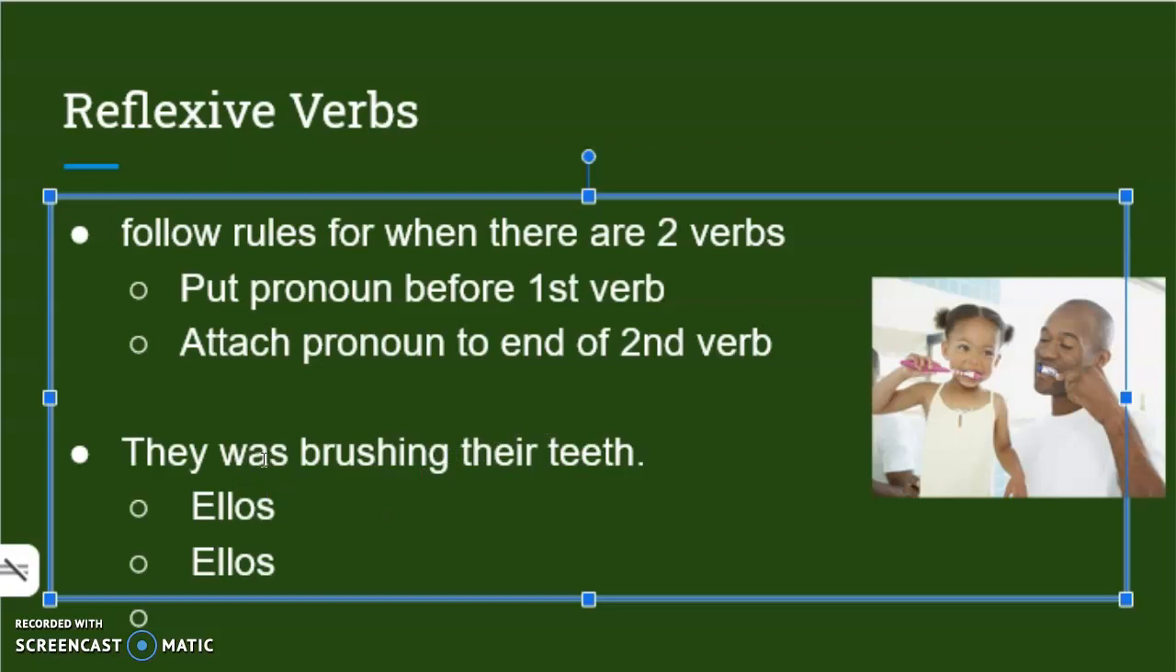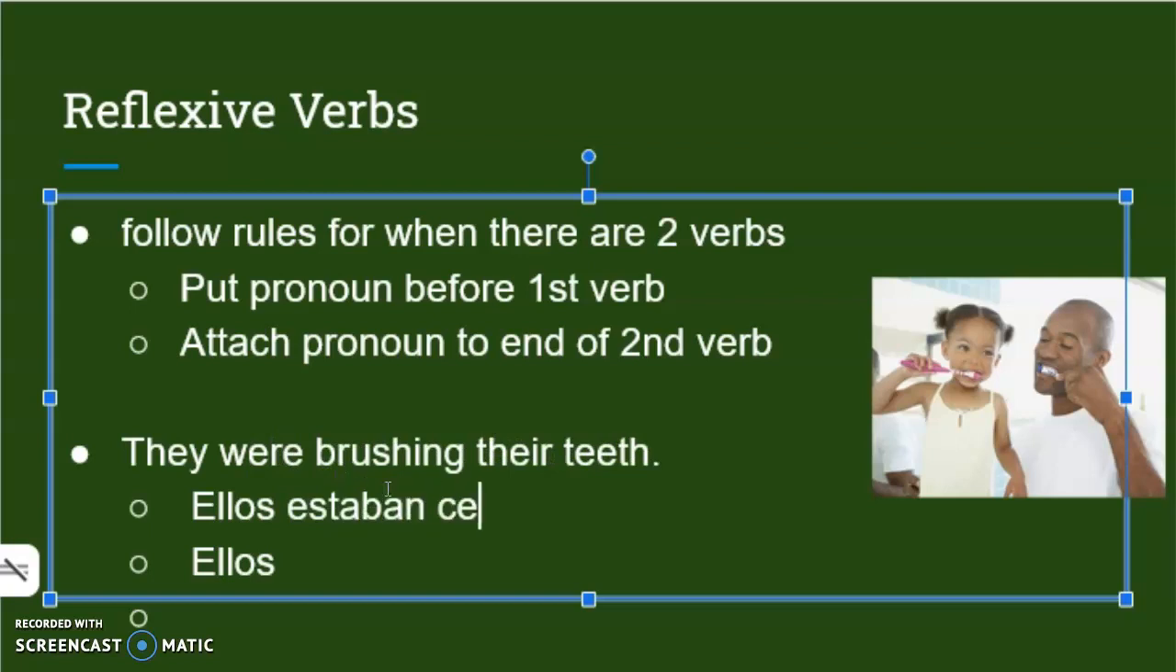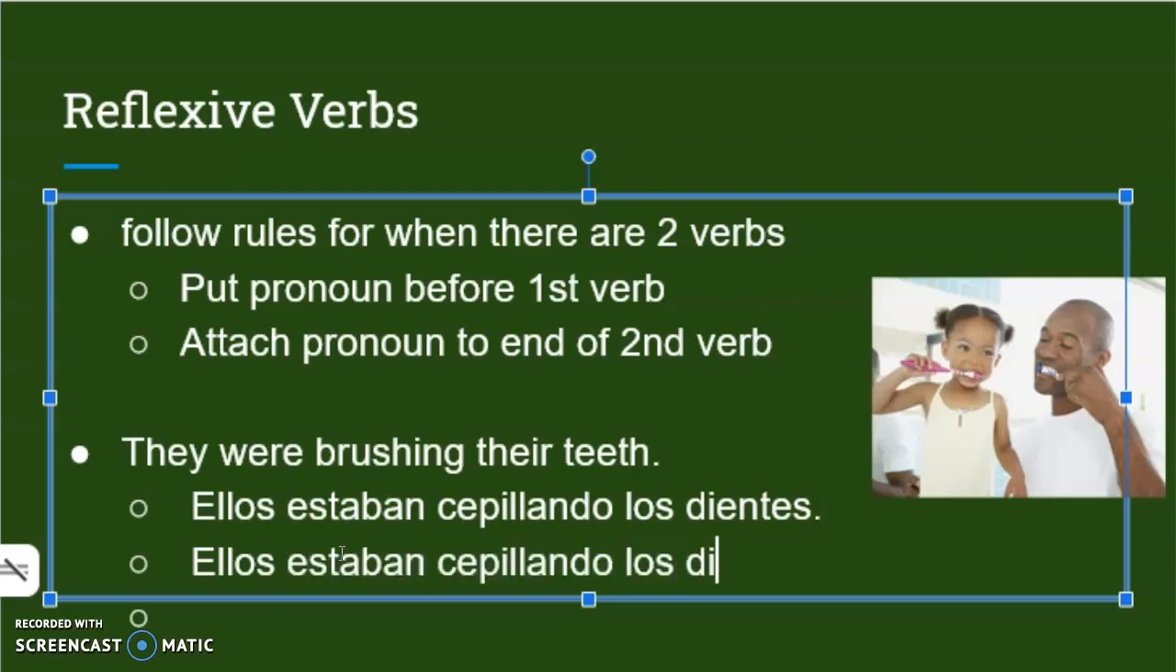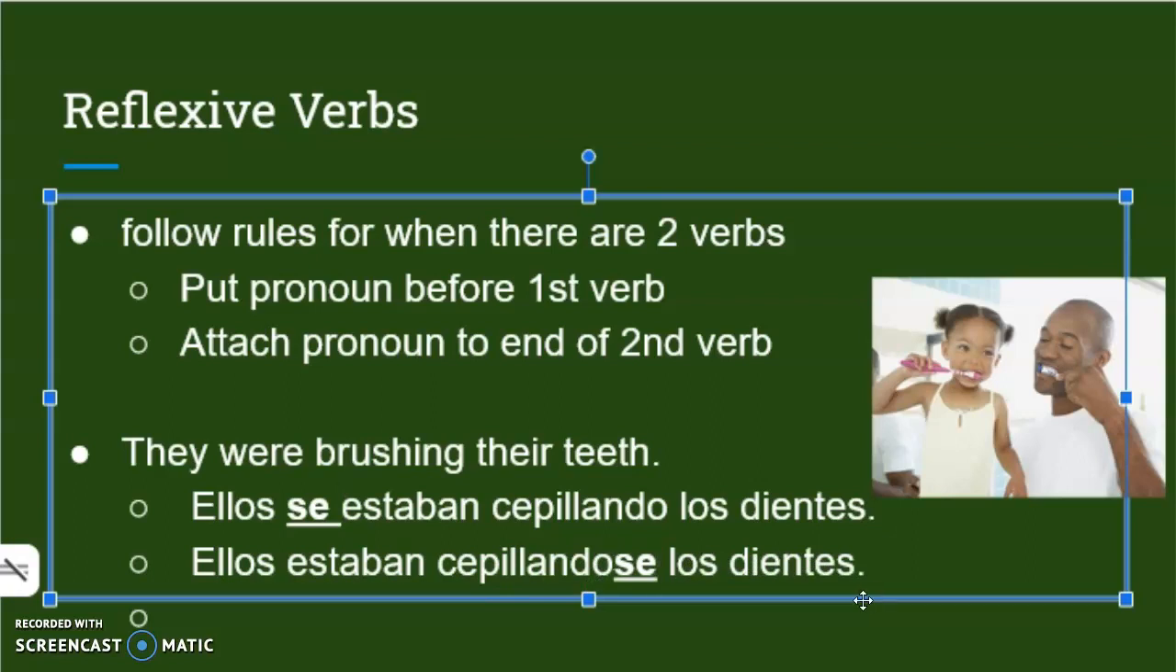So if I said they were brushing their teeth, the were part would be estaban, brushing, cepillando los dientes. Because for brushing their own teeth, I have to put in the word se. And like my above rule says, I can either put it before my first verb, so I can have se here, or I can attach it to the end of my second verb and put it there. The thing that you can't do is put it in the middle.